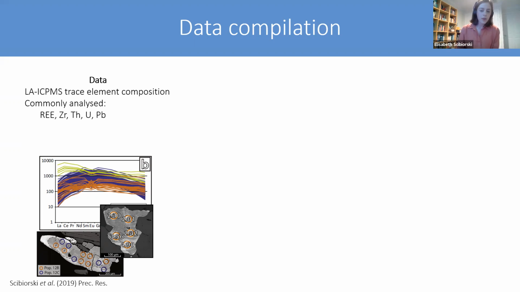Interestingly, we found that the most commonly measured elements are the rare earth elements and uranium and lead, so the geochronological elements. Other elements, while useful for geochemical discriminators, things like aluminium and iron, were much more inconsistently measured between different studies. That made things a little bit difficult, because sometimes there are these really nice, large data sets, but because they didn't analyze a really useful element, you can't add that to the compilation.